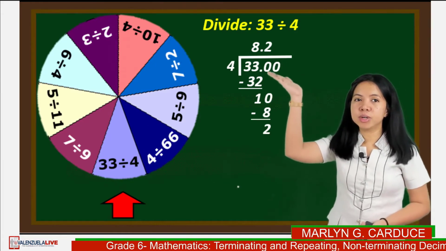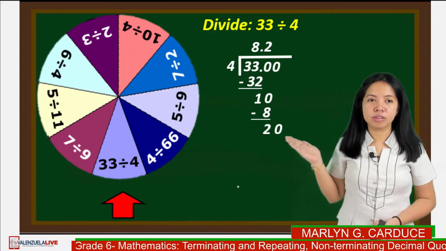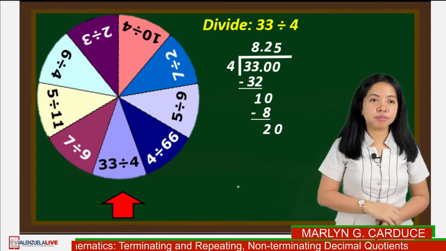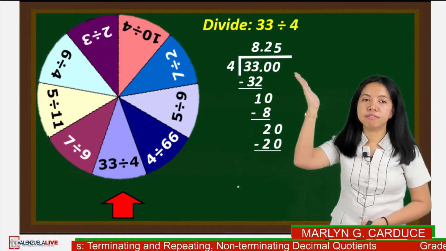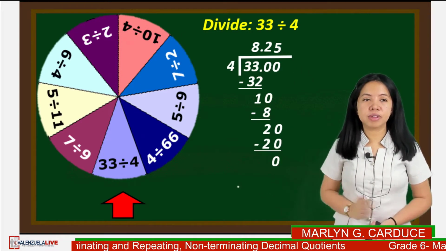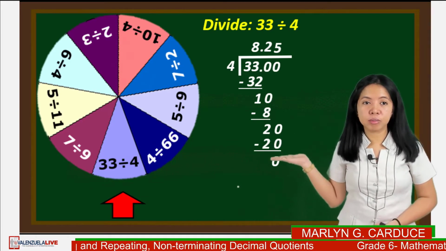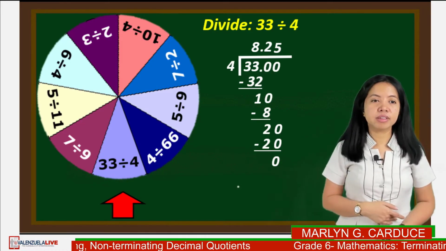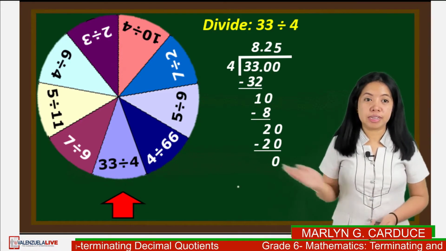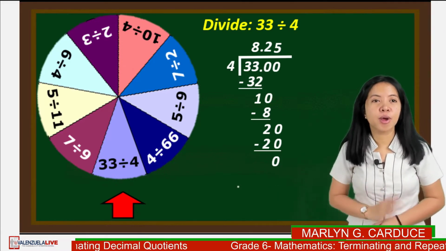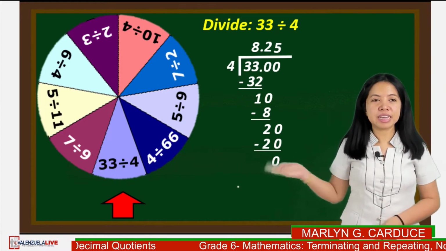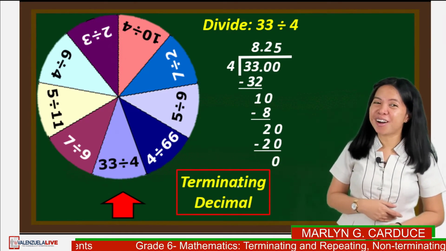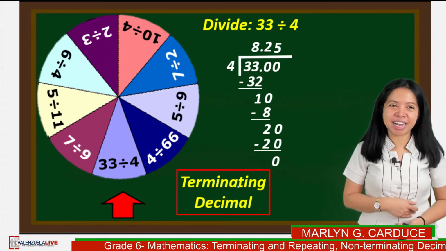And then write another 0 in the dividend and then bring it down. So that will give us 20. And then 20 divided by 4 is 5. And then let's multiply 5 and 4. So the product will be 20. And when we subtract 20 from another 20, the difference is 0. Since we get a 0 remainder, what type of decimal is it? Okay, so that is an example of a terminating decimal.